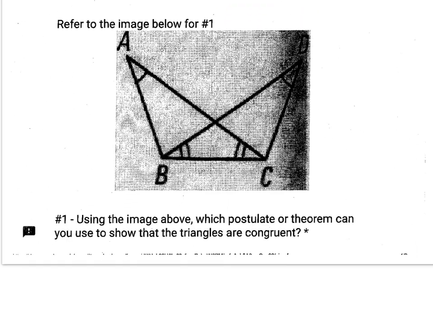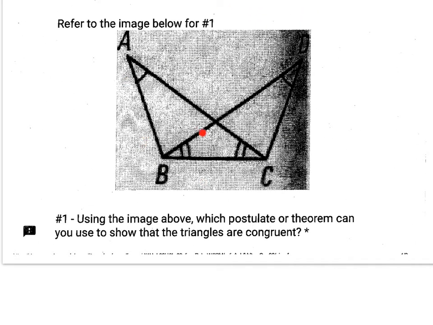Let's look at number 1. We're talking about this picture over here. Up in the upper right-hand corner, that is a letter D as in donkey. So the directions simply are reading. Let's change the arrow up here. Let's go with blue. Now it says, we're going to use this image above. Which postulate or theorem can you use to show that the images are congruent?